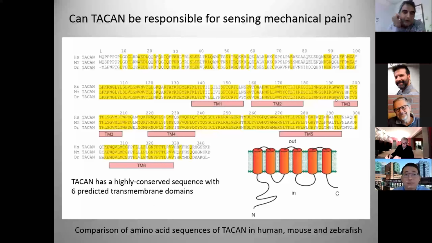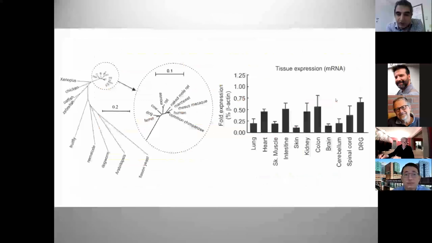So TACAN is highly conserved among species. Here you see a sequence alignment of human, mouse, and zebrafish sequences. And we have stretches of over 20 amino acids that don't change by a single residue. And when we look at its conservation across different species, we can go far back to Drosophila, C. elegans, even Arabidopsis thaliana, and they all have an ortholog of TACAN being expressed, suggesting that it must have been important to be conserved throughout evolution like that.